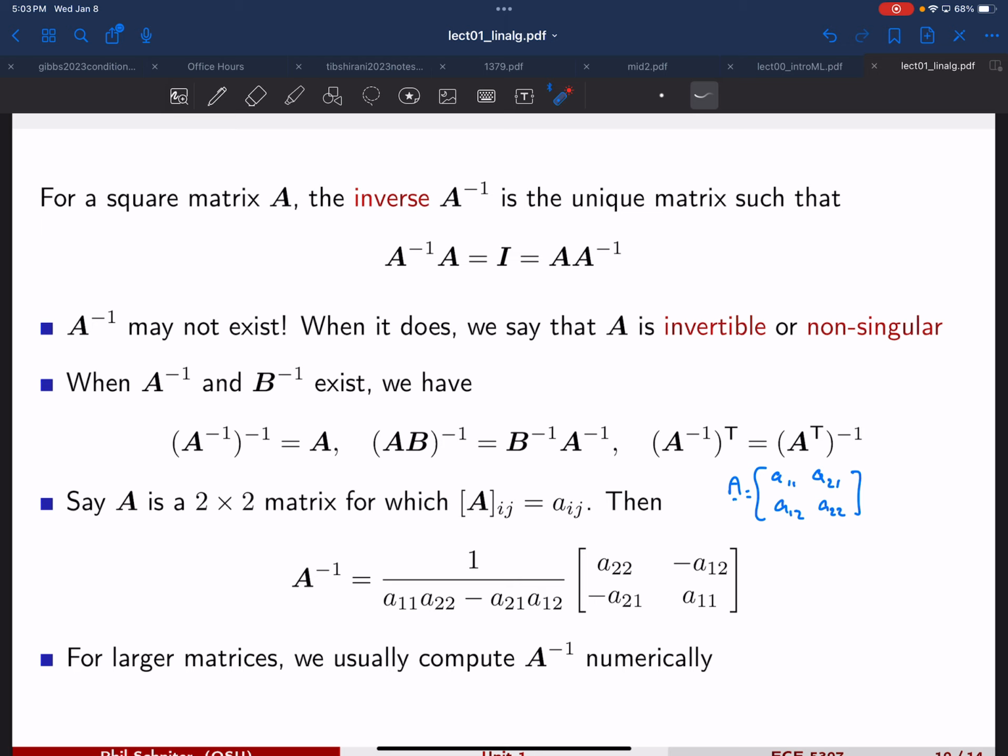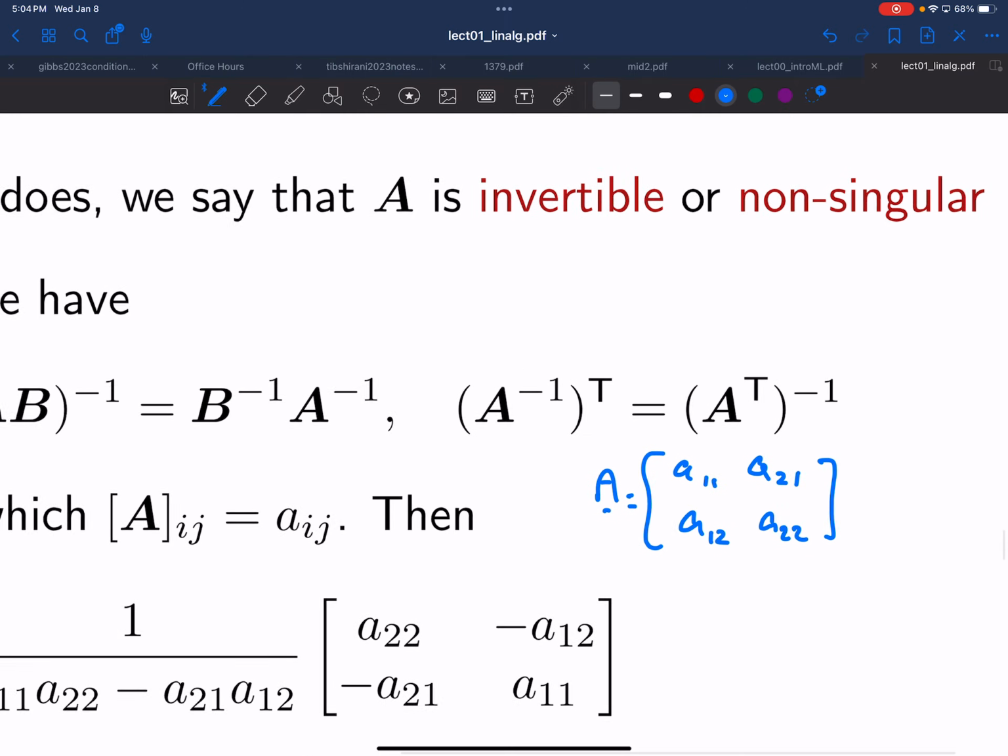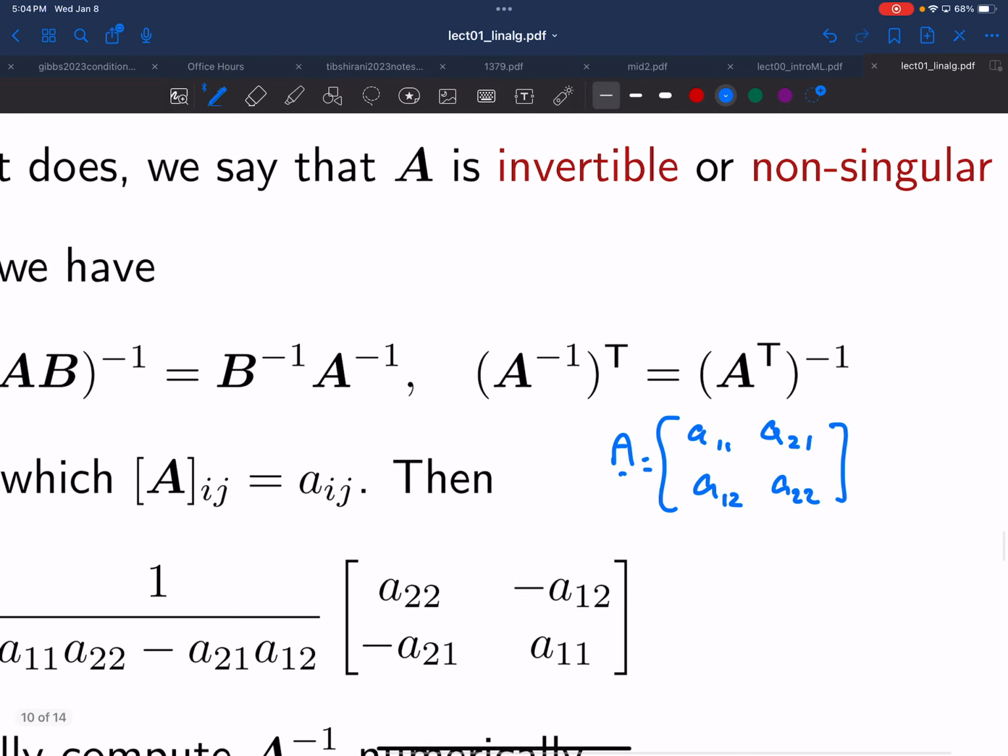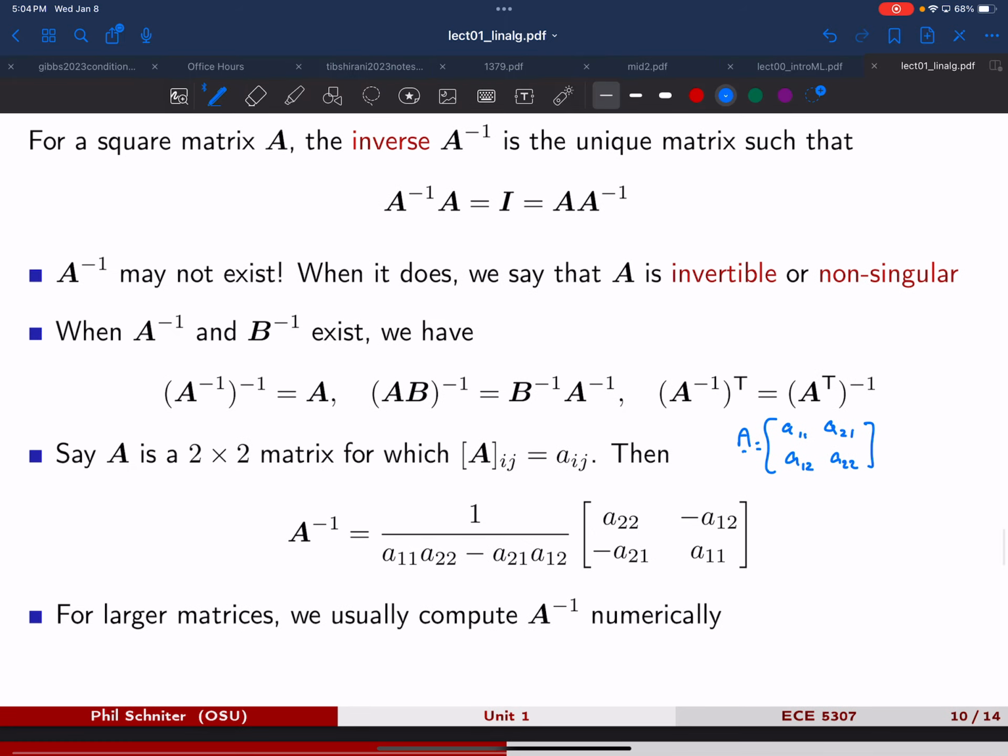For the matrix in blue, shouldn't the bottom left be A21 and the top right be A12? Yes. Sorry. Did it wrong. So we want row, column. Exactly. Yes, thank you. Okay, so that's the matrix inverse. Any questions on the inverse?